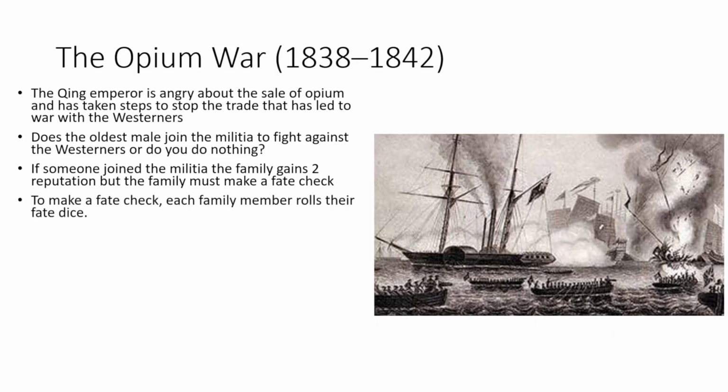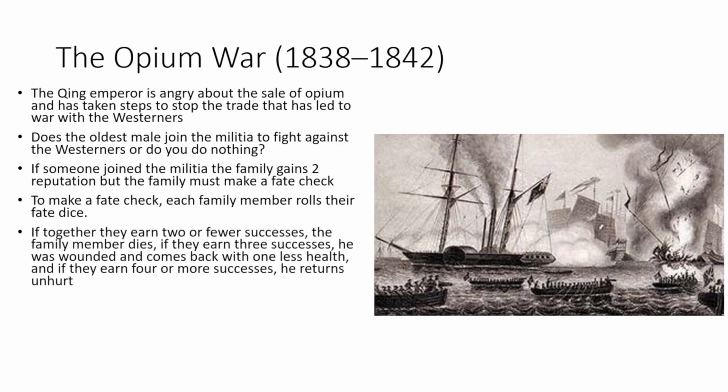So go ahead and roll your fate dice. And everyone does this. If together the family earns 2 or fewer successes, the family member dies. If they earn 3 successes, he was wounded and comes back with 1 less health. And if they earn 4 or more successes, he returns unhurt. If no one joined the militia, the family loses 1 reputation. If they don't have a reputation, nothing happens.